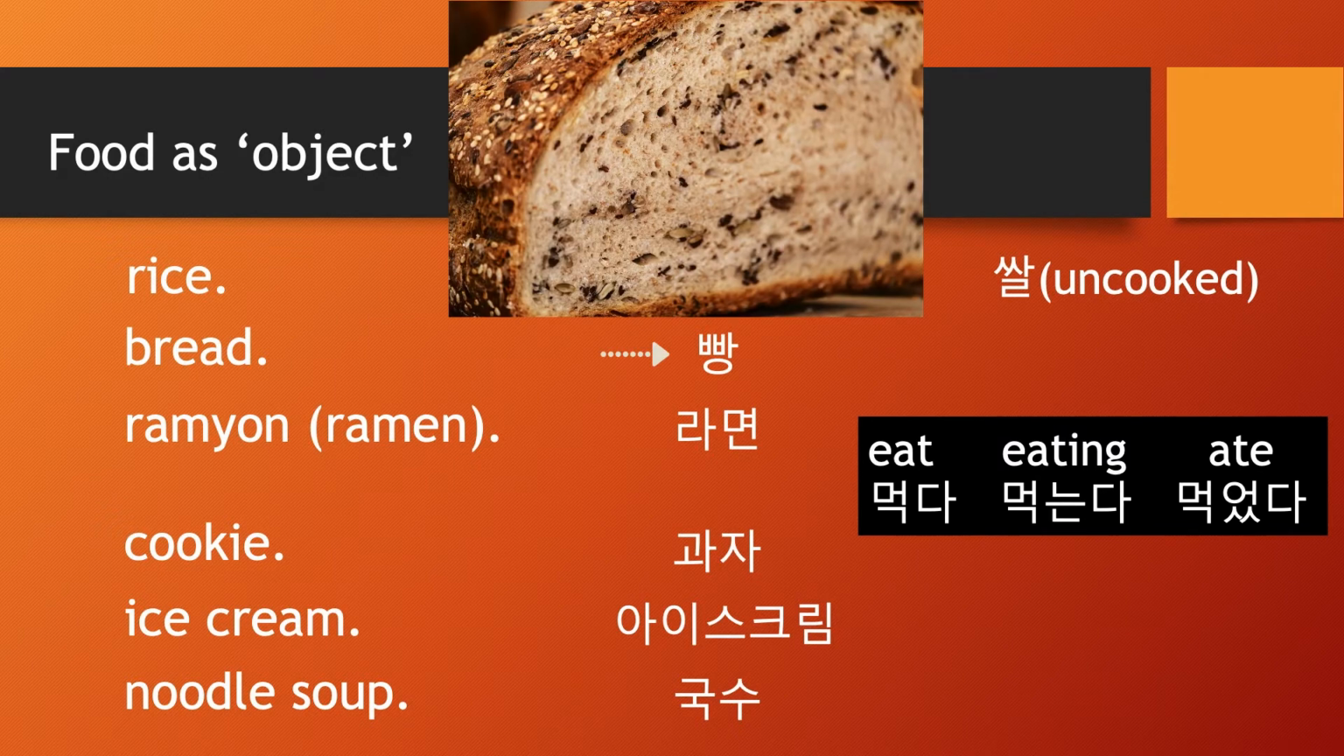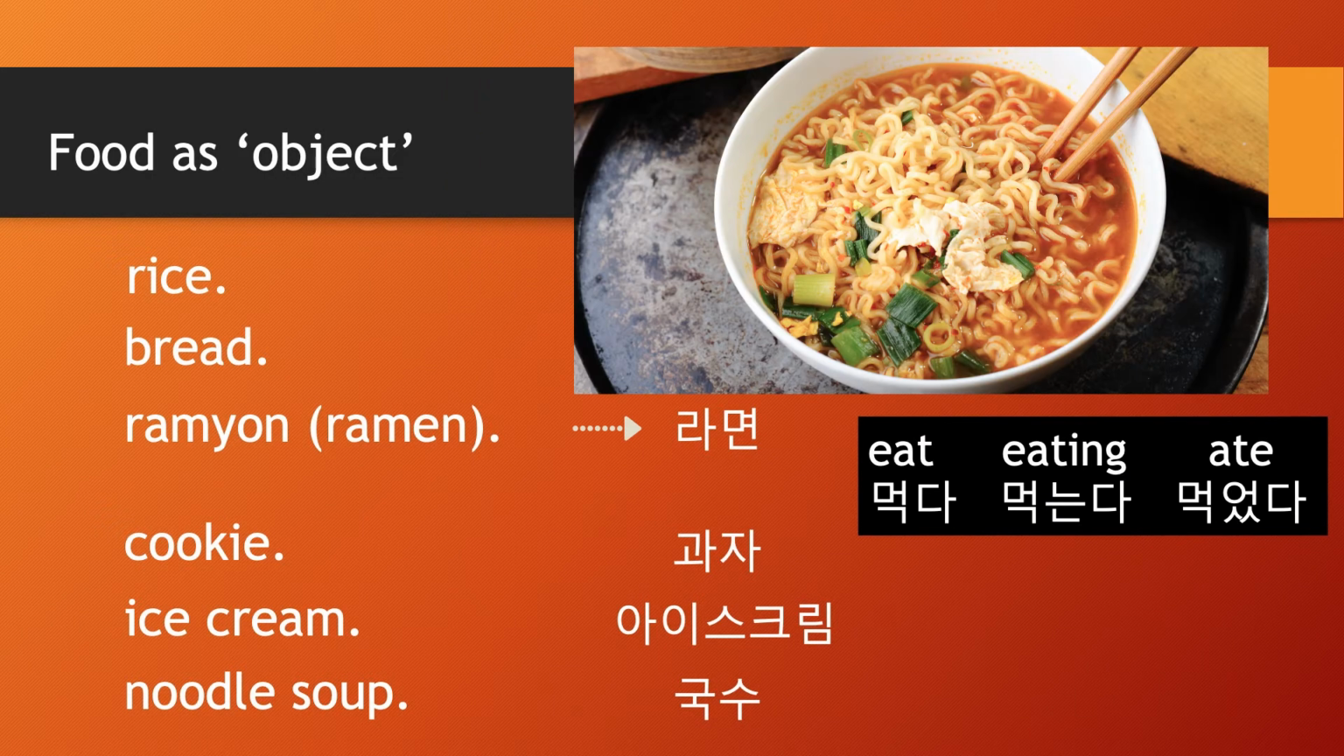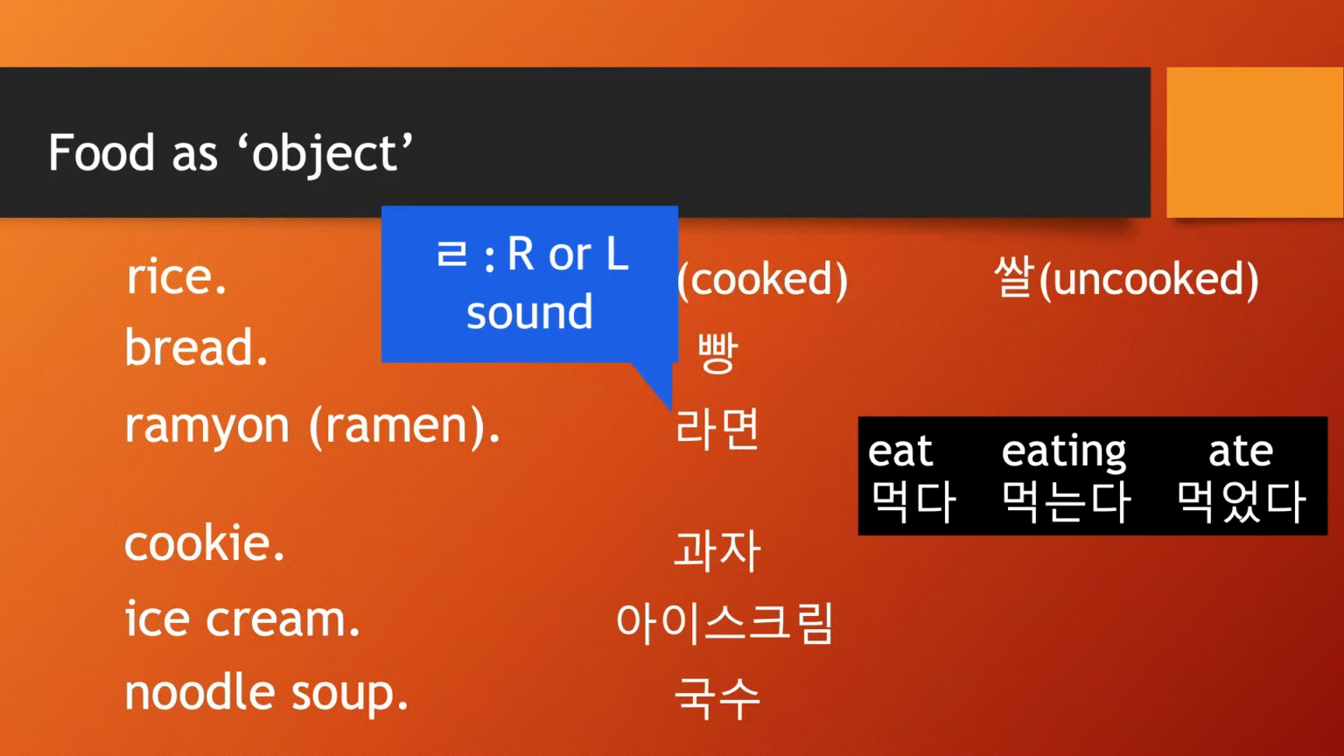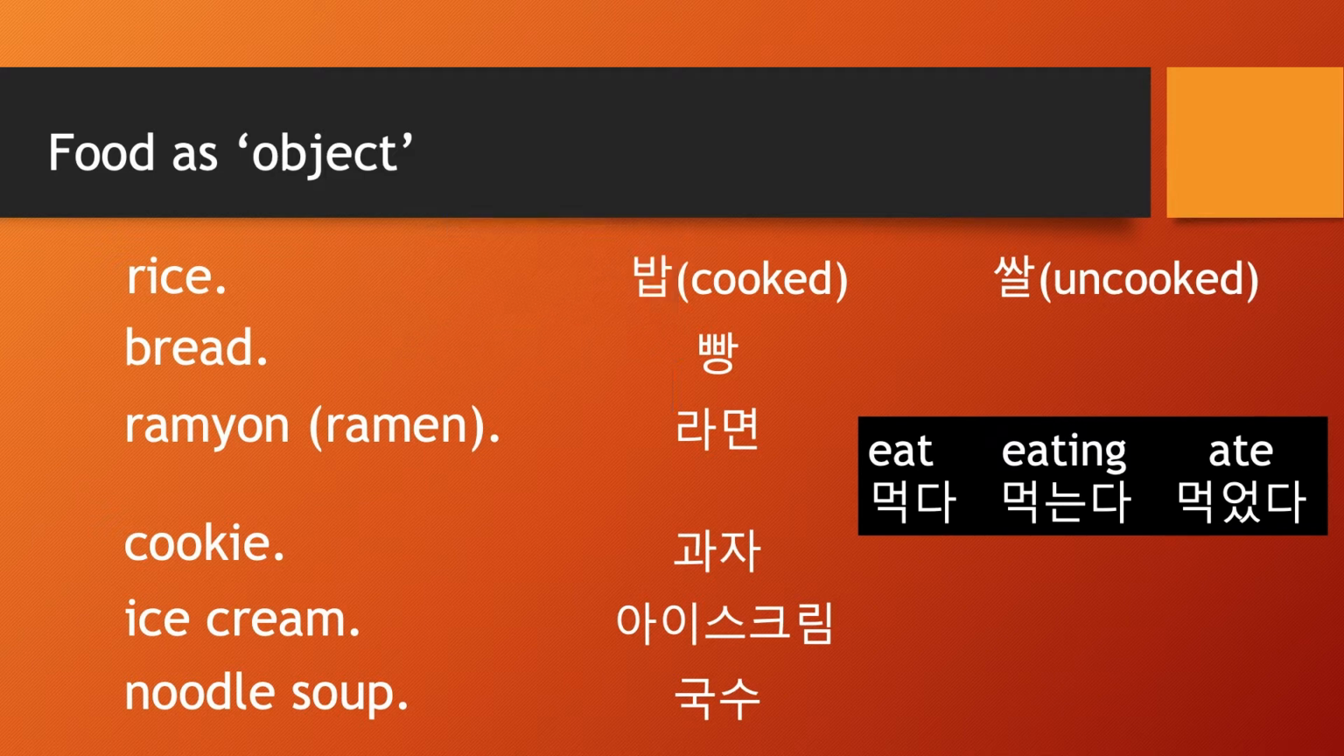Bread is 빵. Ramen is either pronounced as ramen or 라면. That's because if a word begins with a real, it can be pronounced as either L or R sound, as we already learned earlier. In Japan or in US, it's spelled as ramen, but in Korea, it's spelled as ramyeon and pronounced as ramen or 라면.